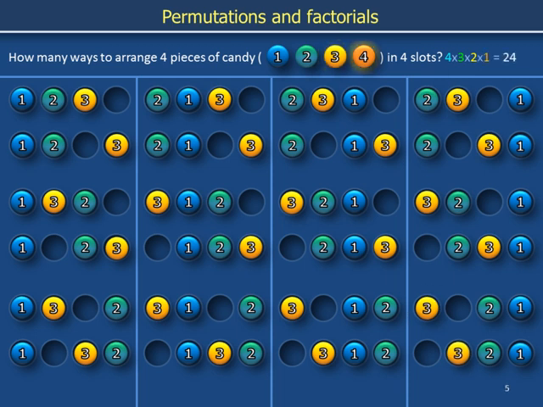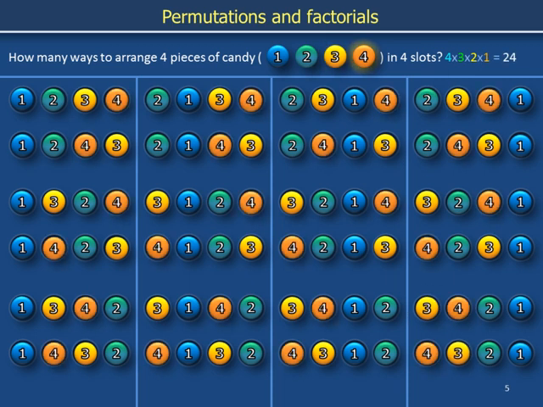The fourth piece of candy, colored orange, can only be placed in the remaining position. Its location is chosen by default. There are 4 times 3 times 2 times 1 equals 24 ways to arrange 4 distinct pieces of candy in a row.